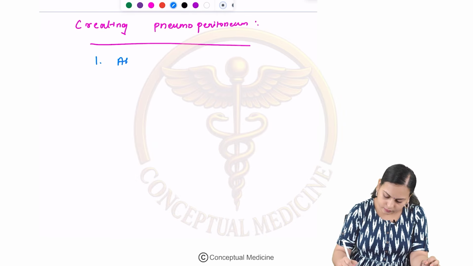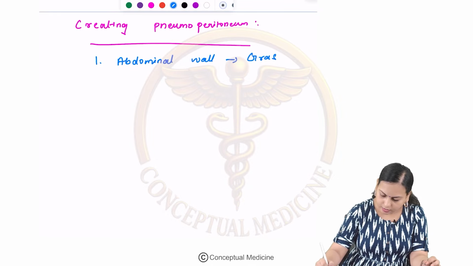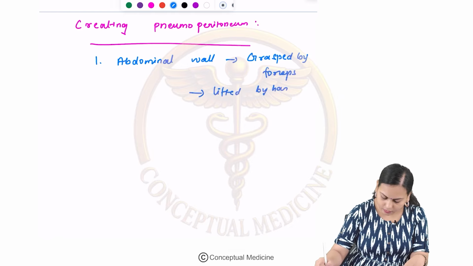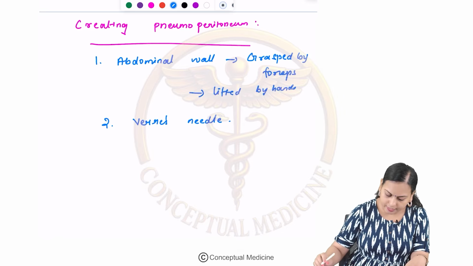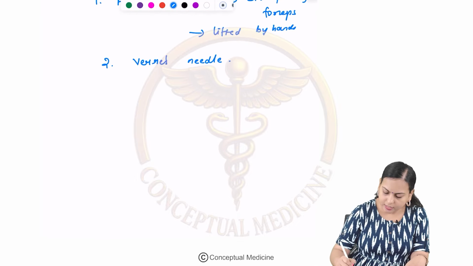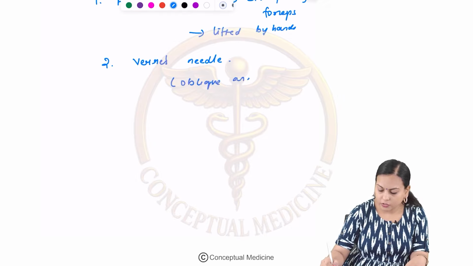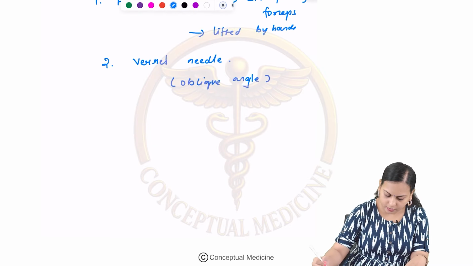Abdominal wall will be grasped by forceps, or it can be even lifted by hands. Okay, and then we'll introduce the Verres needle into the umbilical area. The needle is inserted at an oblique angle towards the uterine fundus.